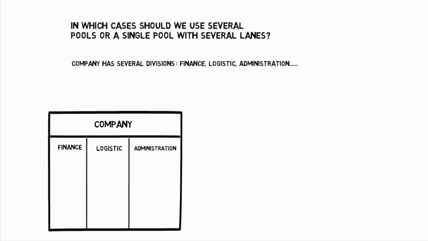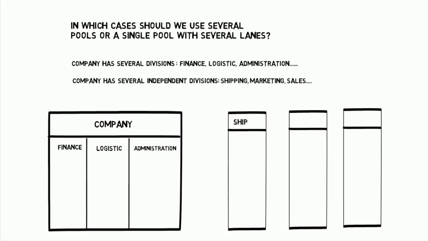On the other hand, there may be companies in which all divisions define their own independent processes, such as shipping, marketing, and sales, and they only agree on the information to be exchanged. In this case, it is also possible to model separate pools for the divisions connected via message flows.